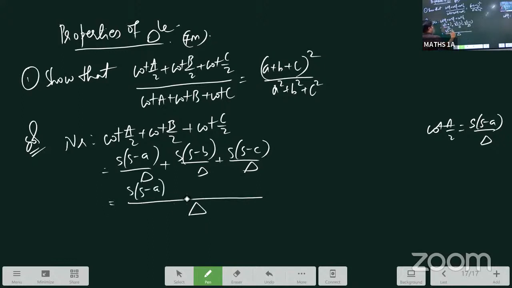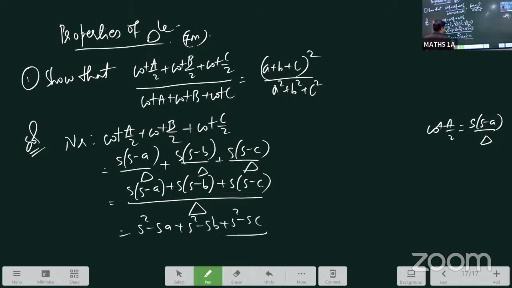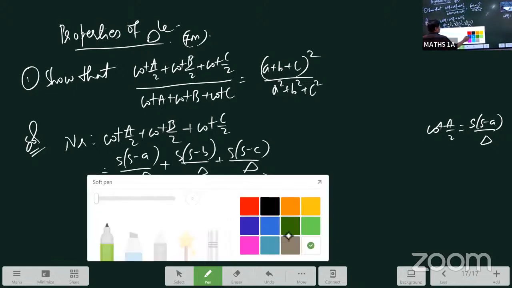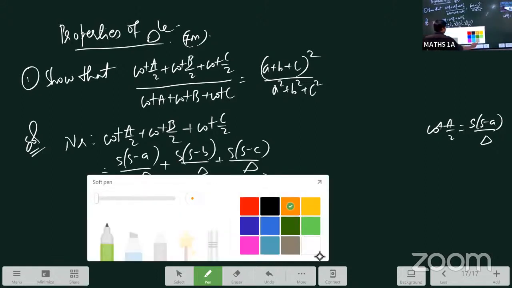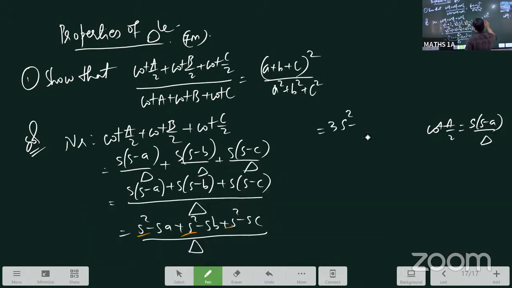So S into S minus A plus S into S minus B plus S into S minus C. That is nothing but S square minus SA, S square minus SB, S square minus SC by delta. Now S square plus S square plus S square, which is nothing but 3S square, minus SA minus SB minus SC. Minus S common, A plus B plus C, divided by delta.